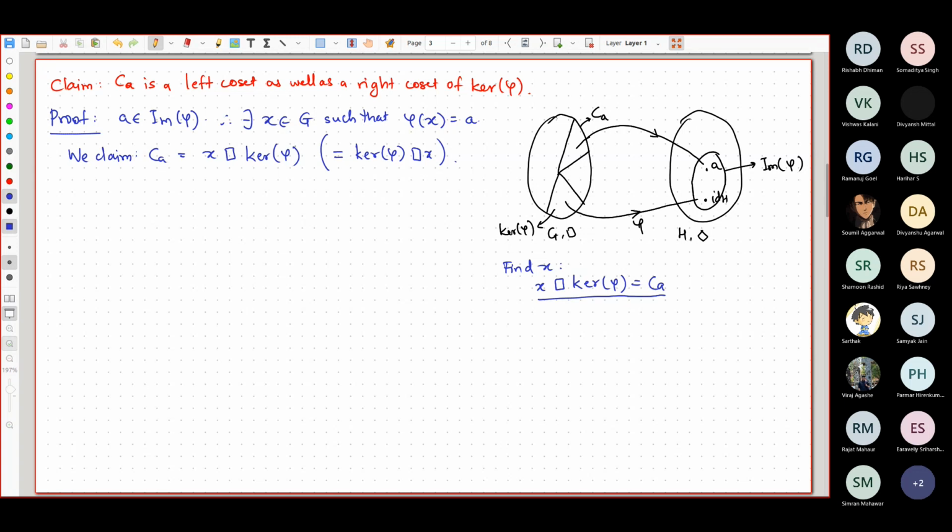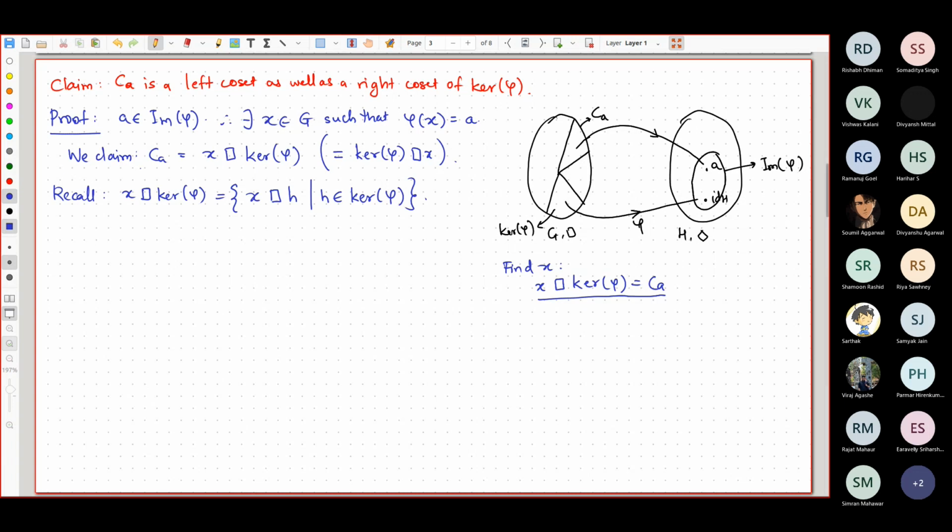Now what is x squared kernel phi? By definition of a coset, recall x squared kernel phi is the set of all y in G, the set of all elements of the form x squared little h such that this little h is in kernel phi. This is the definition of the left coset.